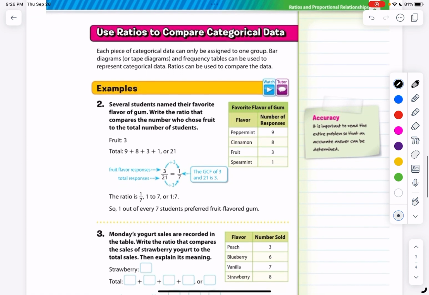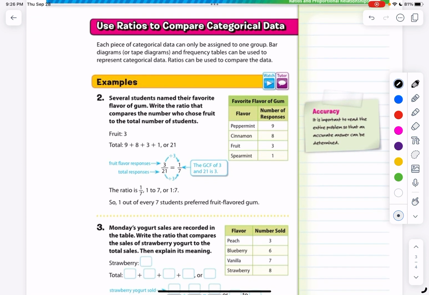Let's take some more time to look at this idea. If we use ratios to compare categorical data, each piece of categorical data can be assigned to one group. Bar diagrams or tape diagrams and frequency tables can be used to represent categorical data. Accuracy. It is important to read the entire problem so that an accurate answer can be determined. So let's do that right now.